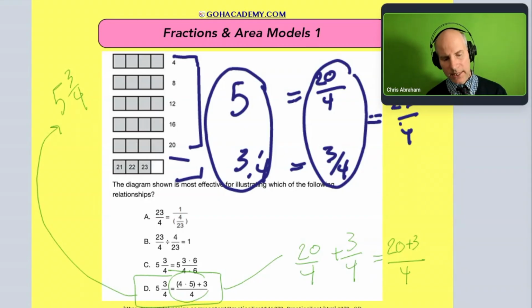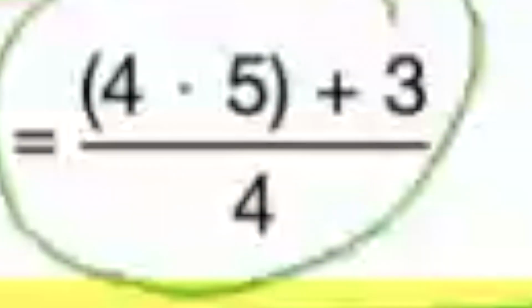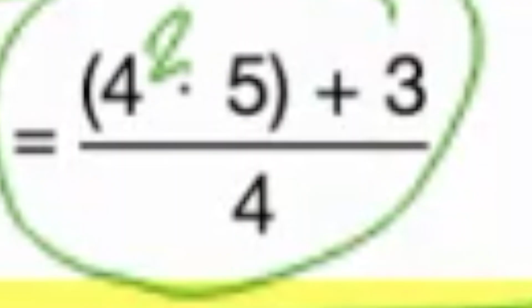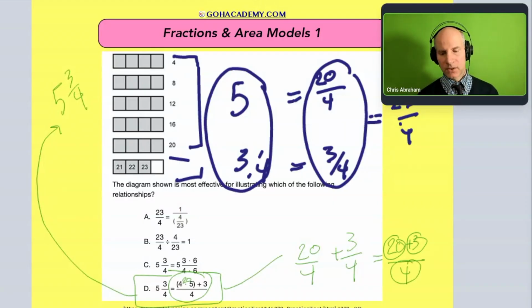Now look at this answer choice right here. Look at it closely. There's our 4 times 5. That gets us 20 plus 3. There's our 20 plus 3 over 4. Do you see it now? That is literally basically our 20/4 plus 3/4. It's a tricky problem, right?